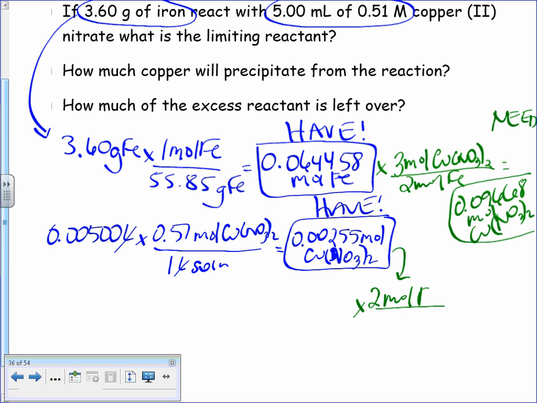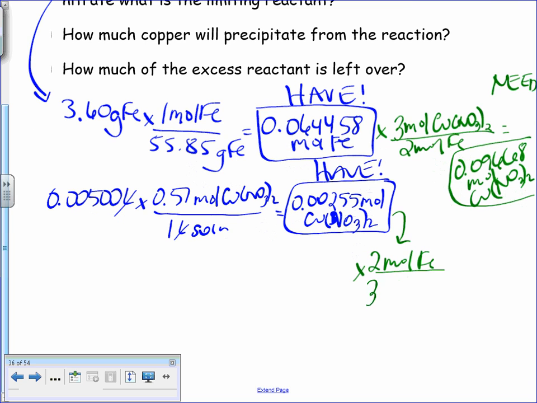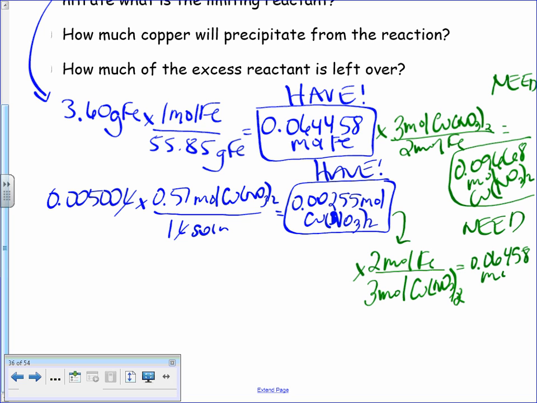2 moles of Fe on top, because this is talking about copper II nitrate, so I'm going to compare it to iron. So 2 moles of iron go on top, and then what goes on bottom? 3 moles of copper II nitrate. And tell me how much I need of iron. 0.06458 moles of iron. Okay? So that's how much you need of iron.